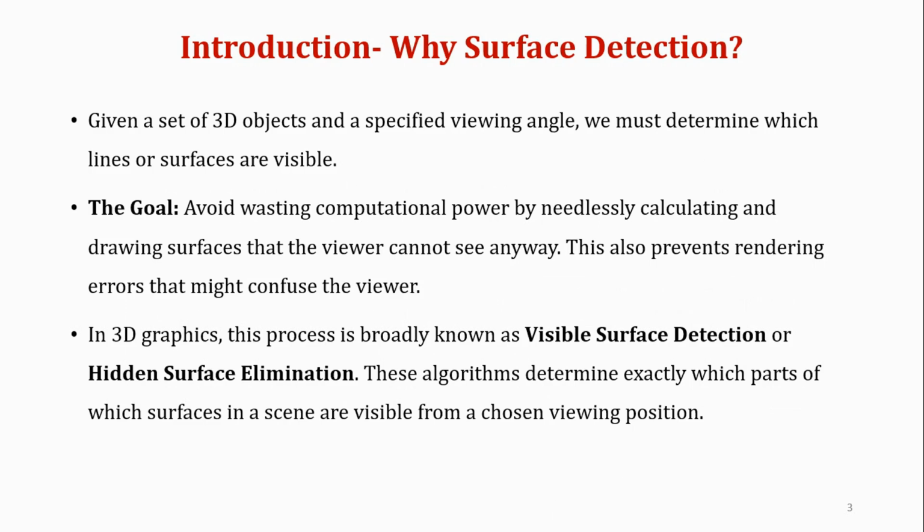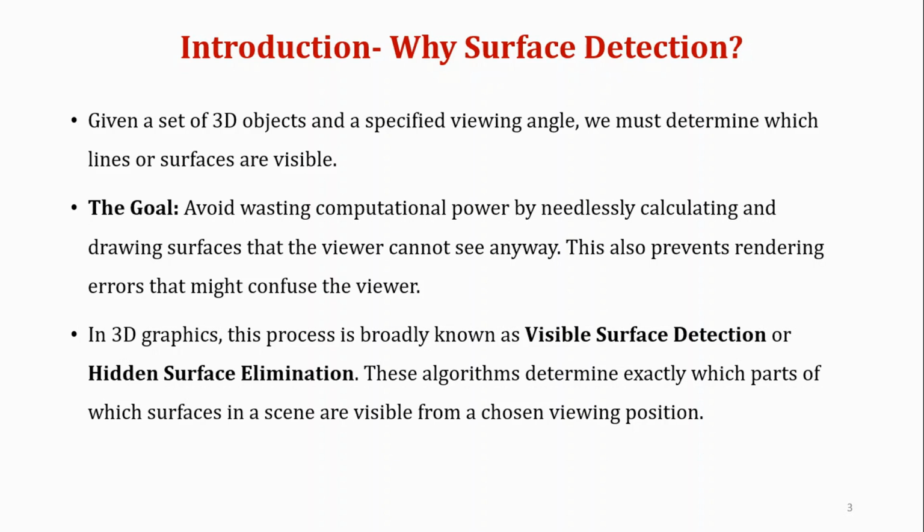Coming to why we need visible surface detection. Imagine a complex three-dimensional scene that contains many objects like buildings, vehicles, trees, people, many things. When a viewer looks at the scene from a particular angle, not every surface is visible. Some surfaces are hidden behind other objects. For example, if a building stands in front of another building, the rear building may not be visible. It may be hidden from the view.